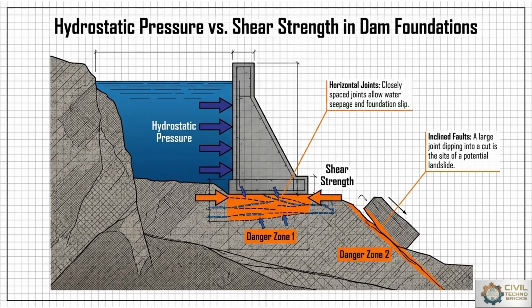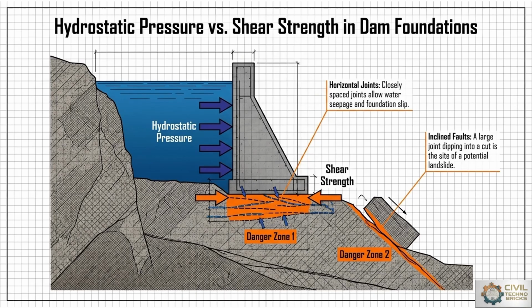At the same time, below the dam wall, there will be danger zone 1 and danger zone 2, in orange color, where the shear strength is applying forces with reference to the horizontal joints. They are closely spaced joints, which allow water seepage and foundation slip. At the same time, the inclined faults are also important to consider, that is a large joint dipping into a cut, which is the site of potential landslide failure.